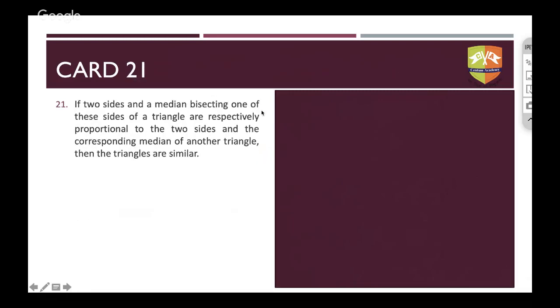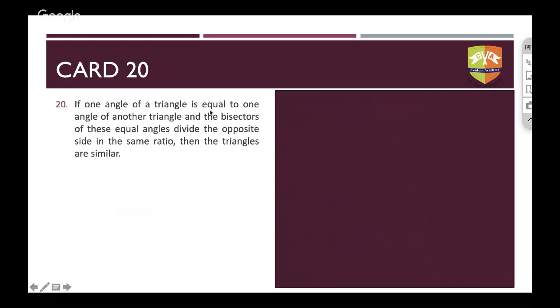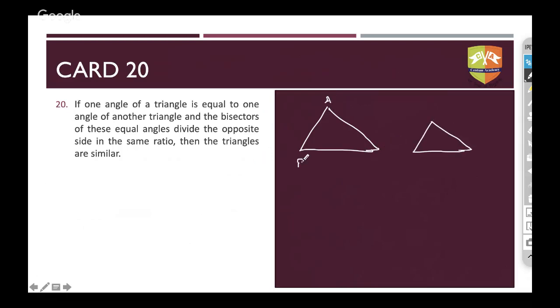So if one angle of a triangle is equal to one angle of another triangle, and the bisectors of these angles divide the opposite sides in the same ratio, then the triangles are similar. What does it mean? Let's see. Let's say two triangles are there, ABC and DEF. What is given? It's given that angle A is equal to angle D. One angle of a triangle is equal to one angle of another triangle, and the bisectors of these equal angles, so you have these bisectors of these angles.